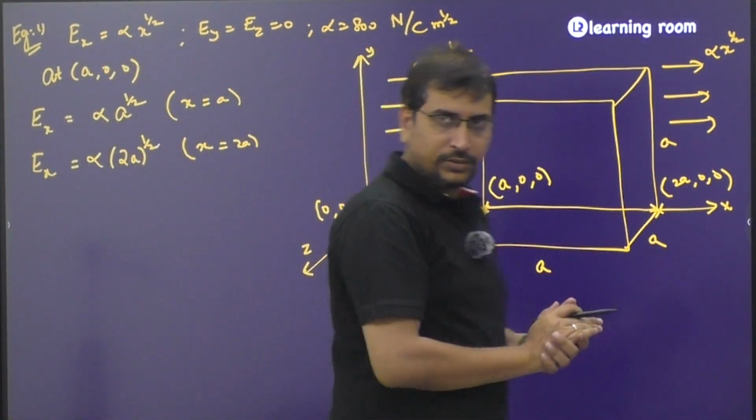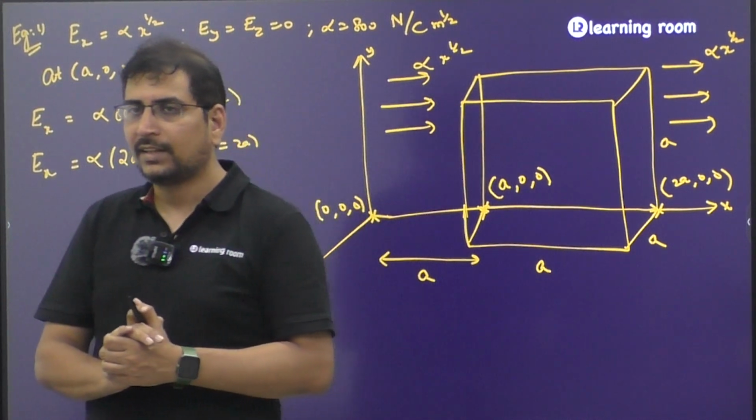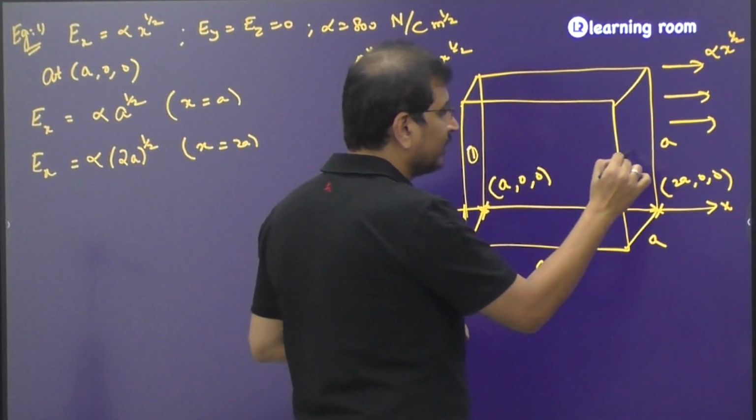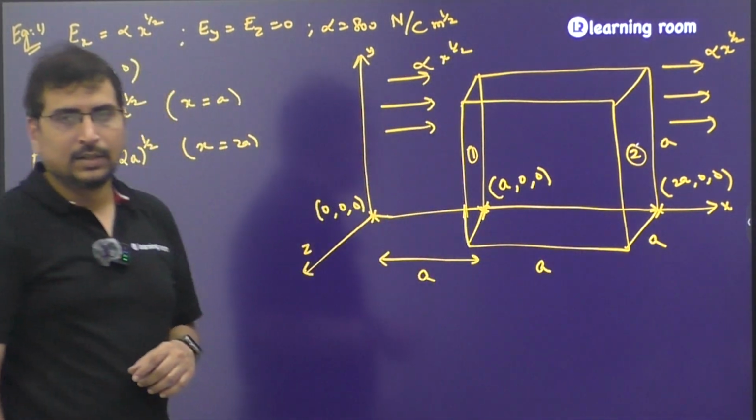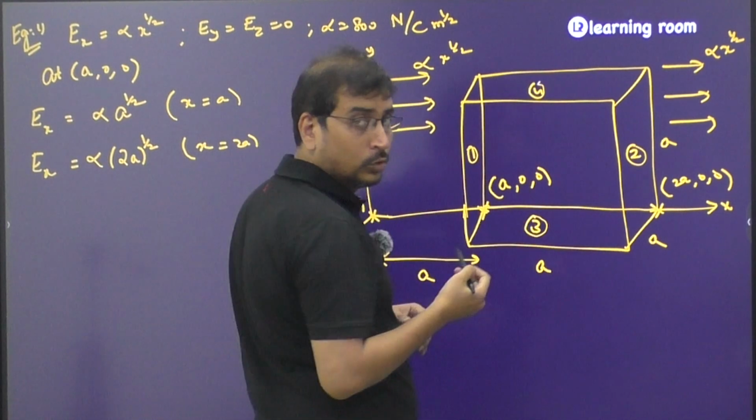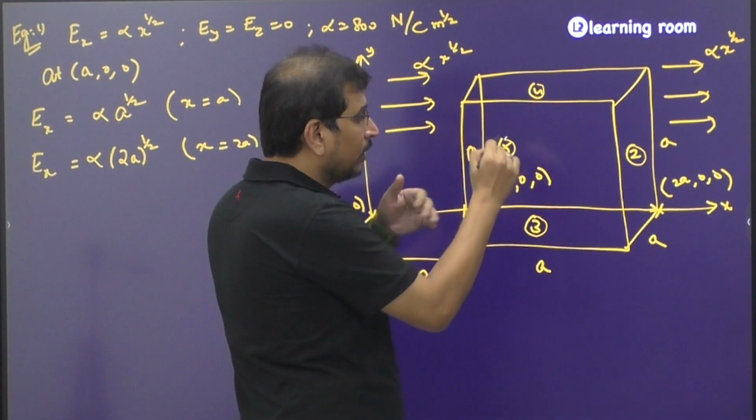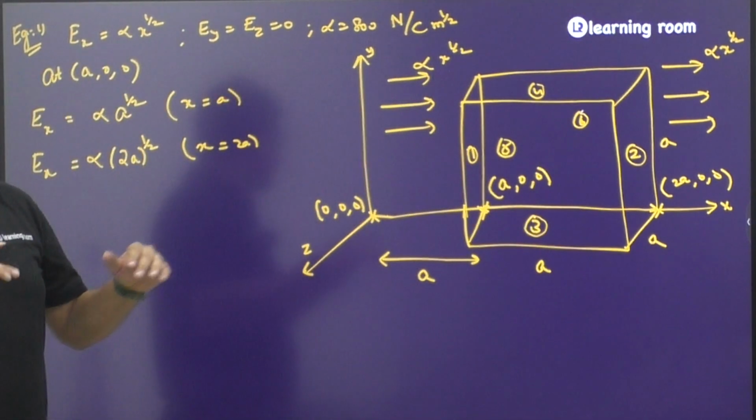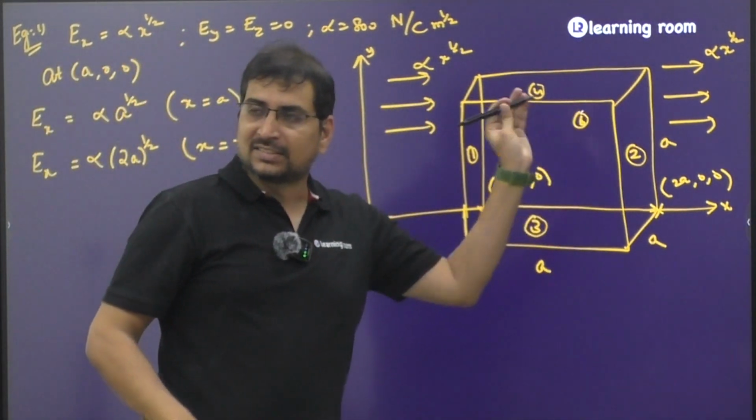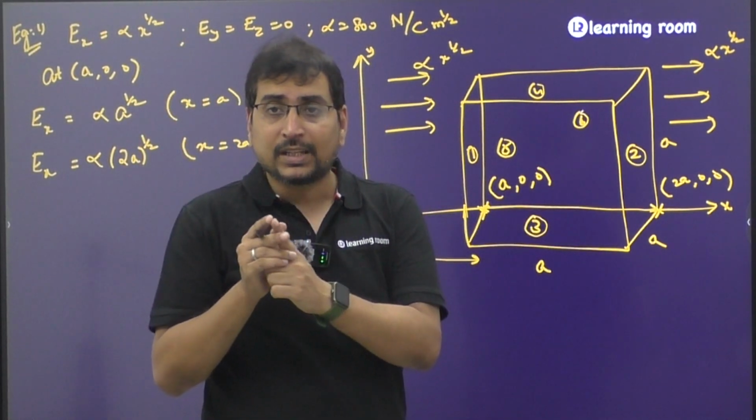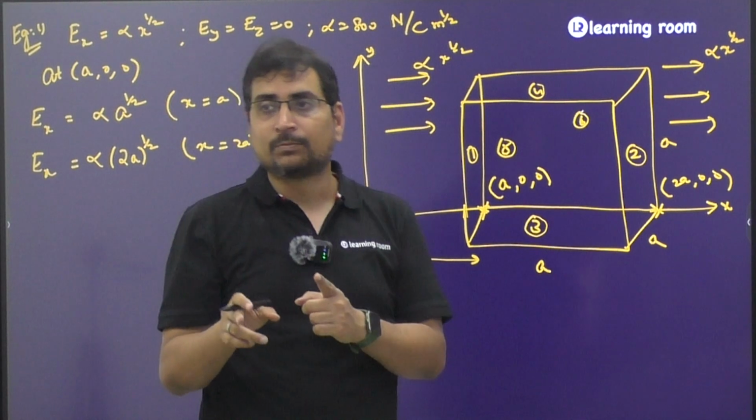They told it's a cube. So cube obviously has 6 sides. Among the 6 sides, if I take this to be the first surface and this to be the second surface, everything else I'll randomly take 3 and the opposite side is 4. Towards us is 5, back of us is 6 for instance. Where is the electric field confined to? Only along x direction.